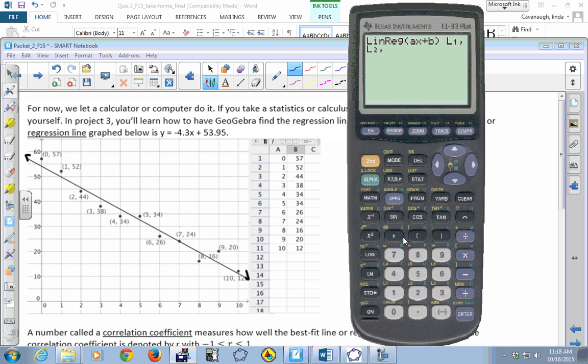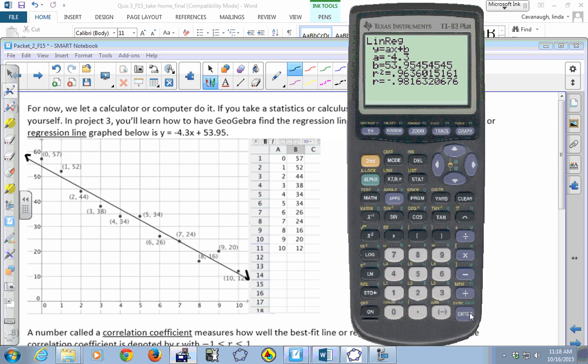There's this button right here called vars. So you hit vars. It's all written down, don't worry. You want it to be in the Y variables, the Y vars. Then you hit enter, and then you pick one of those Y variables, Y1, Y2, Y3. I'm just going to hit Y1. Then you hit enter, and voila, there's all your information. You have your slope, negative 4.3, which we've already seen, and your y-intercept is 53.95.